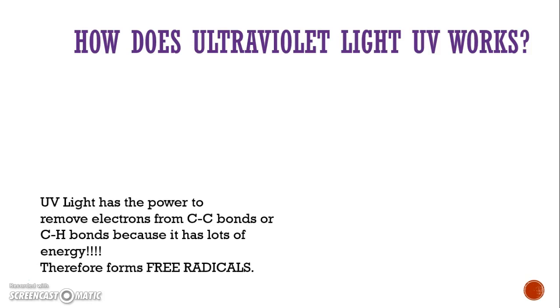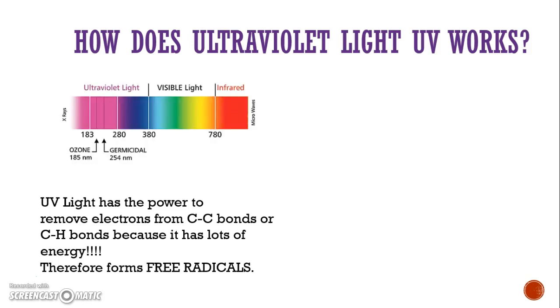Ultraviolet light, or UV light, has the power to remove electrons from carbon-carbon bonds or carbon-hydrogen bonds because it has lots of energy. It's a light of high frequency. Therefore, this high frequency breaks the bonds and forms free radicals.